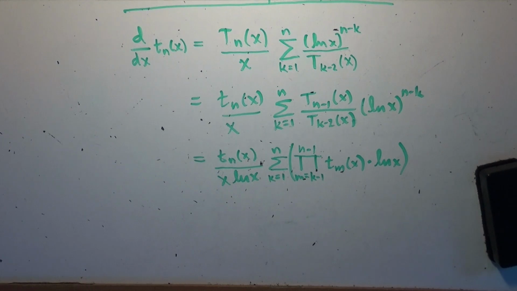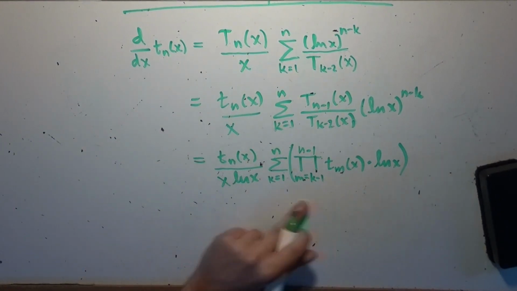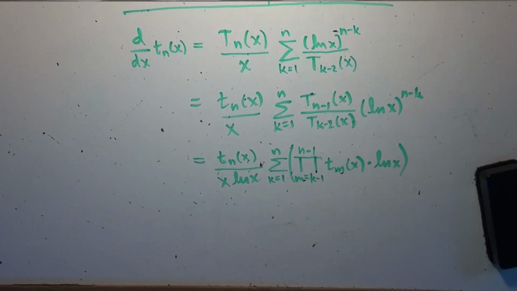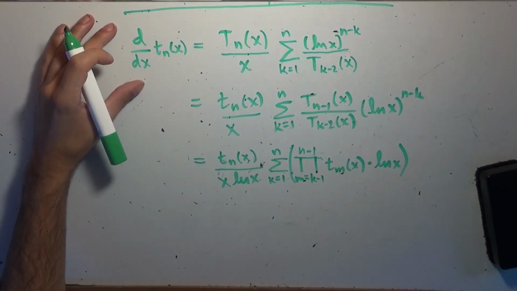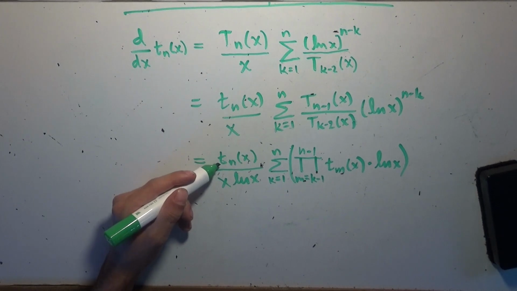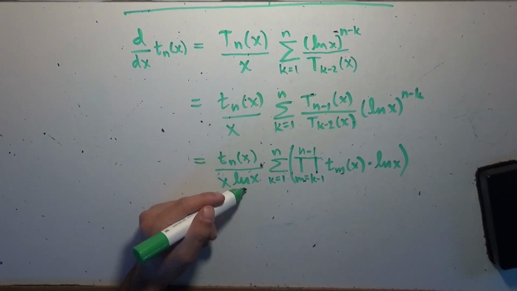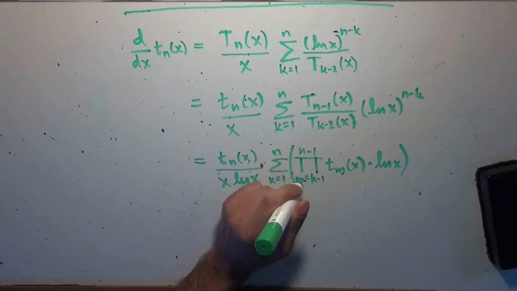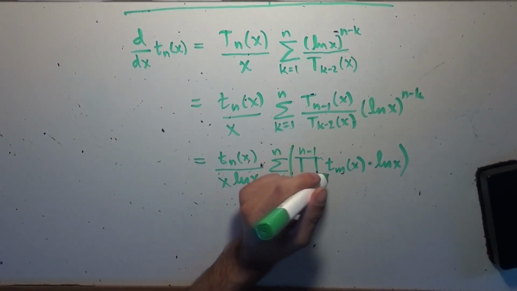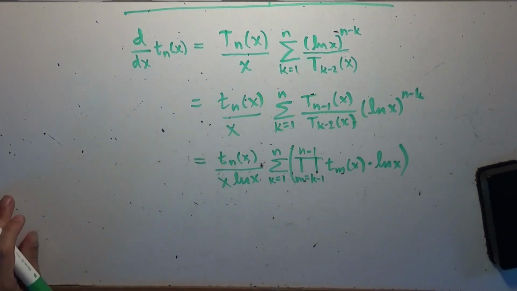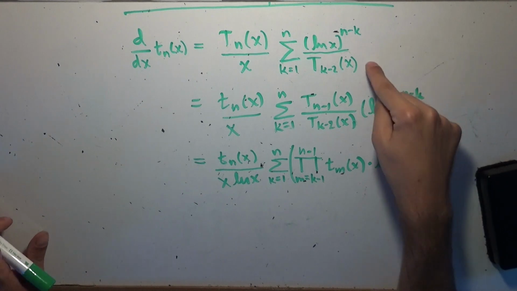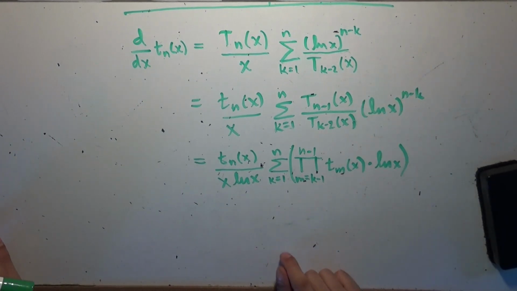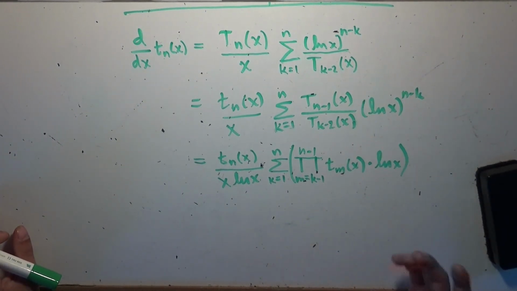And so this is the relationship that we're going to prove. This is the equation that we're going to prove. That the derivative of the nth tetration of x is equal to the nth tetration of x divided by x times the logarithm of x times the sum from k equals 1 to n of the product from m equals k minus 1 to n minus 1 of the nth tetration of x times the natural logarithm of x. And feel free to work backwards to maybe see that this is exactly the same as this thing that we derived before.